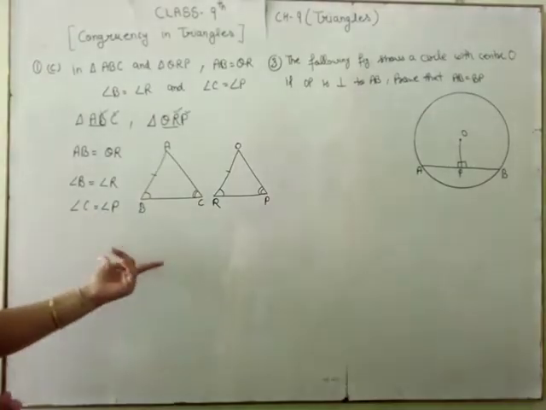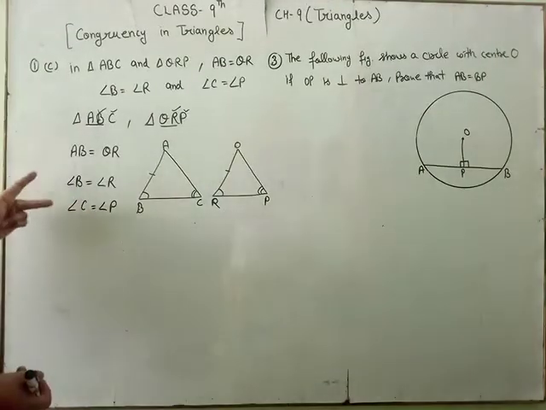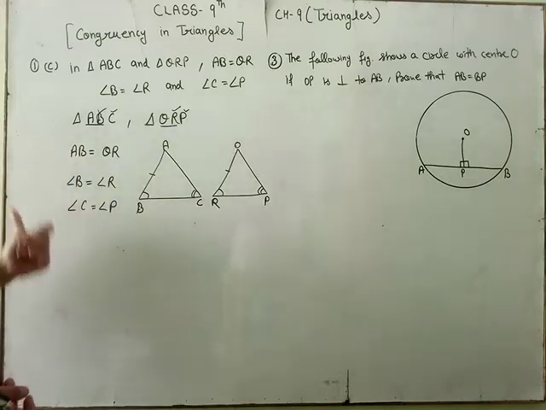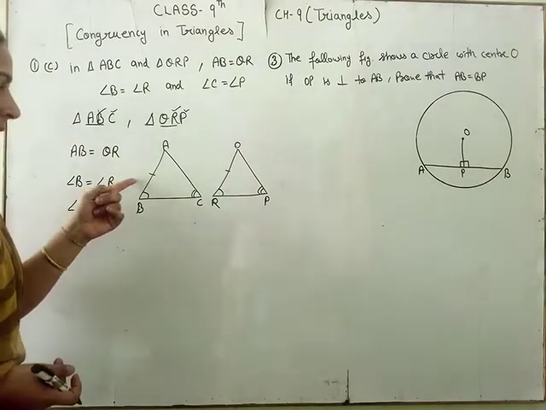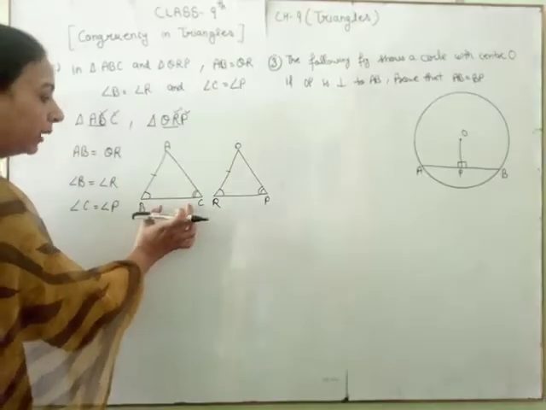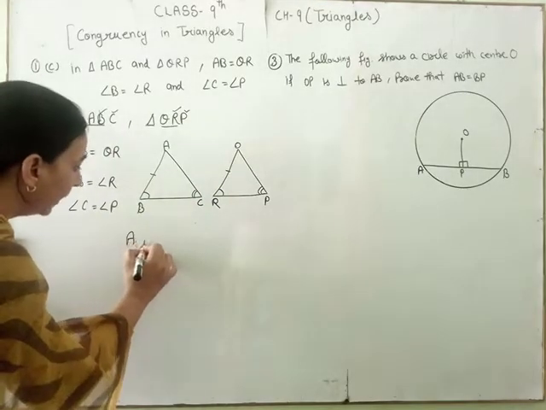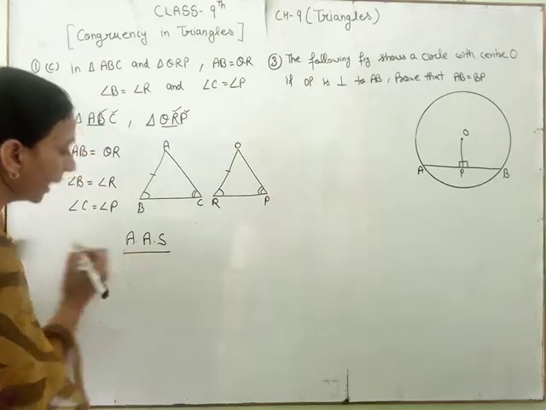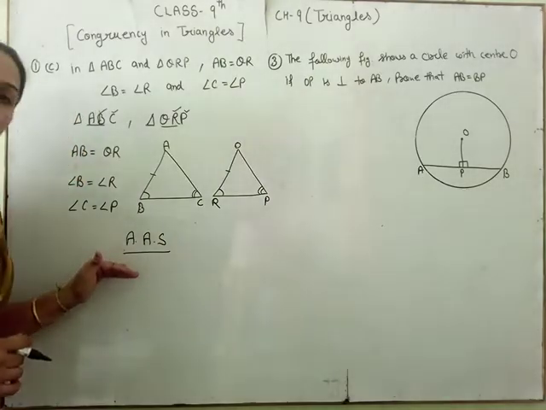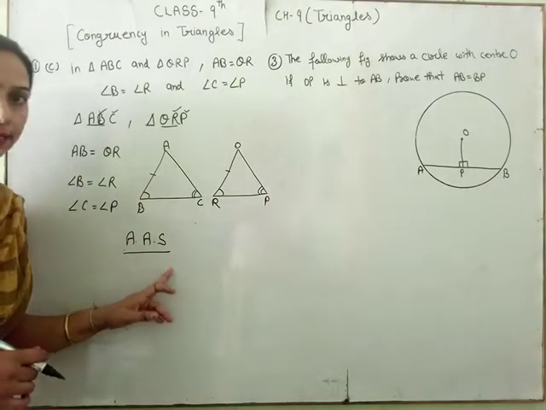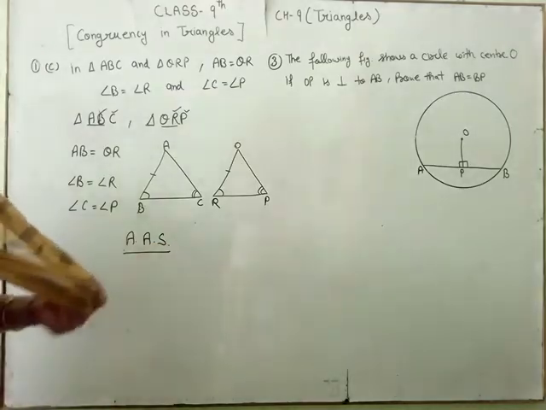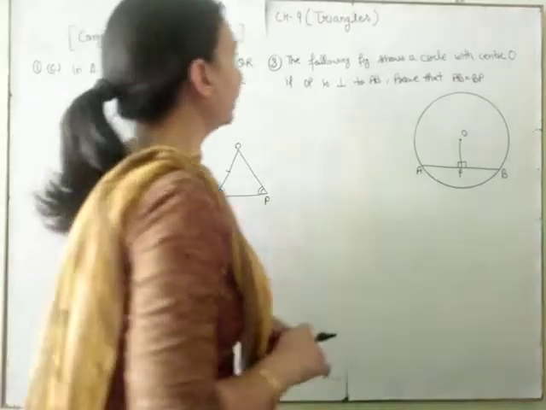And which type of congruence here? Two angles and one side, but is the side included or not? No, the side is not included between the two angles. Okay, then this is angle side. Which type of congruency here? Angle side. Okay student, then next question, question number third.